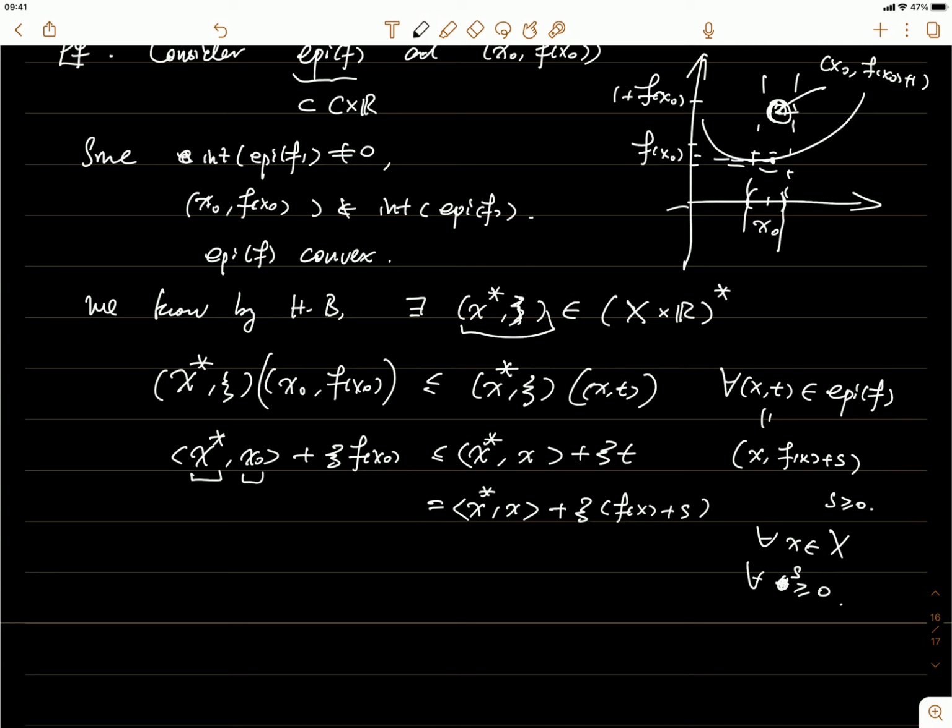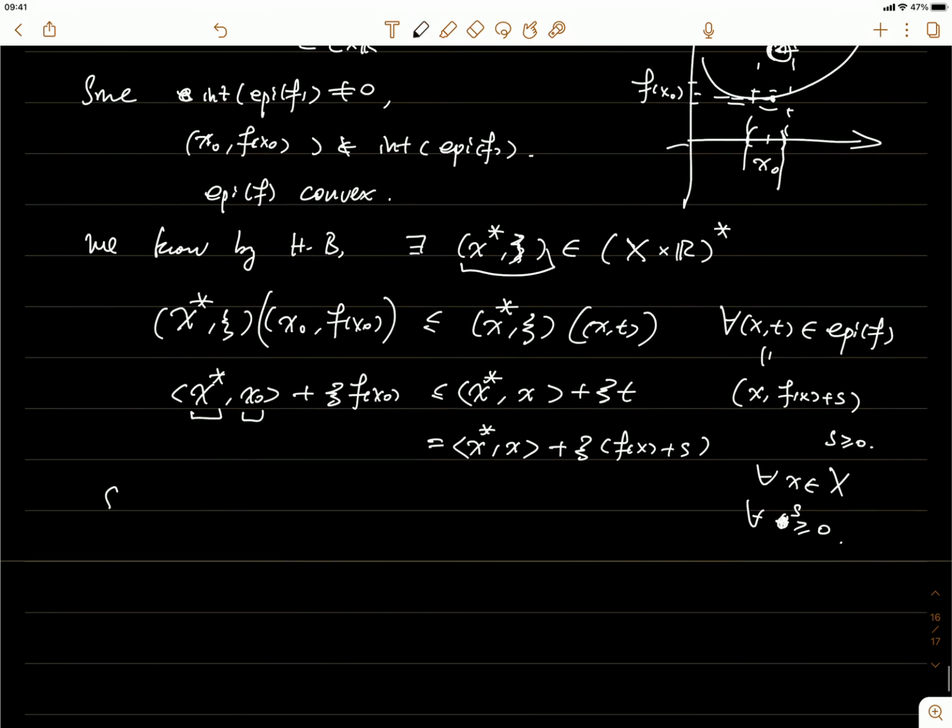Okay, so now I'm going to again claim that c is greater than or equal to zero, because the left hand side is a fixed number and the right hand side can change with different s. If c is negative, then I can make s tend to infinity, positive infinity, so that this is less than zero. This is going to positive infinity, so this product will be going to negative infinity, and that is a contradiction to this inequality right here. So c must be greater than or equal to zero.